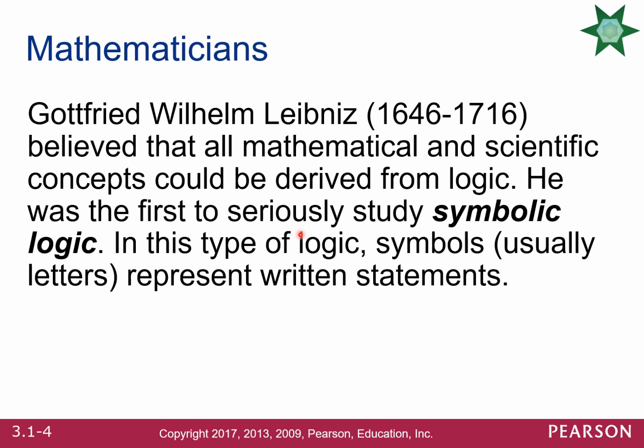Now, much later in the 17th century, there was a German mathematician, philosopher, scientist, everything at once, someone named Gottfried Wilhelm Leibniz. He came up with a special kind of logic called symbolic logic. And in this type of logic, symbols, usually using letters, represented written statements. So we will learn a little bit about that. And he believed that all mathematical and scientific concepts could be derived from logic.